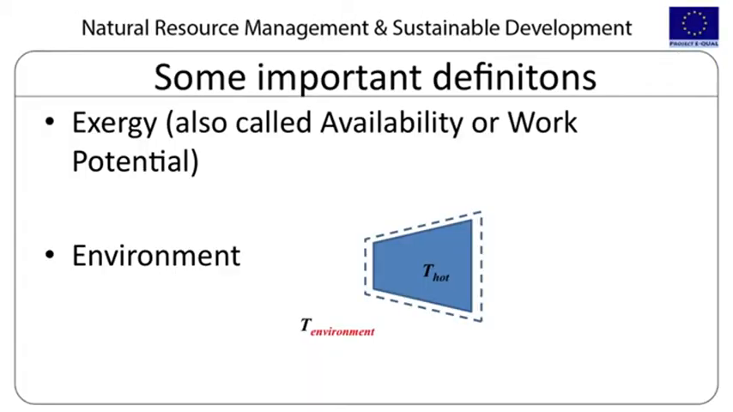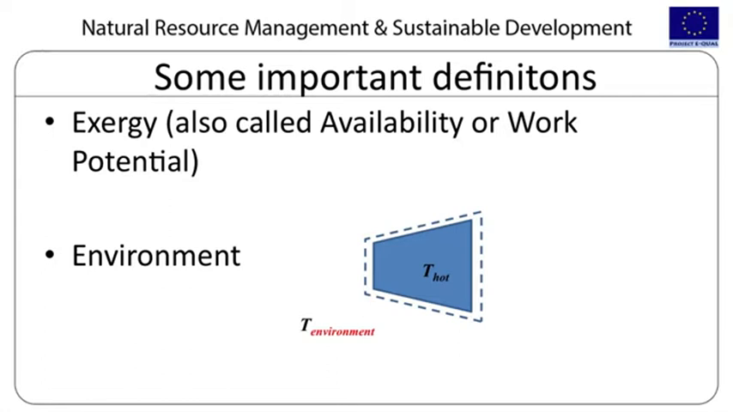Let's define exergy formally. Exergy is also called availability or work potential and may be defined as the maximum useful work that can be obtained from a system at a given state in a given environment. In other words, the most work you can get out of a system. Thus, exergy is the property that quantifies the potential work for use from a system in a particular environment.